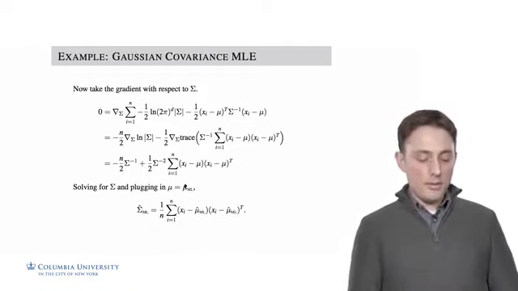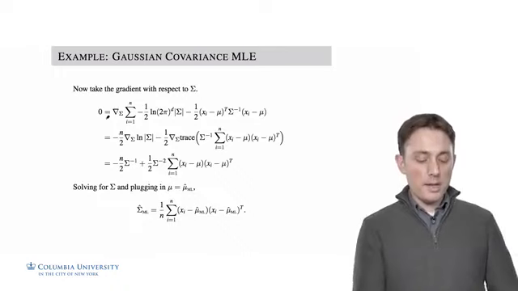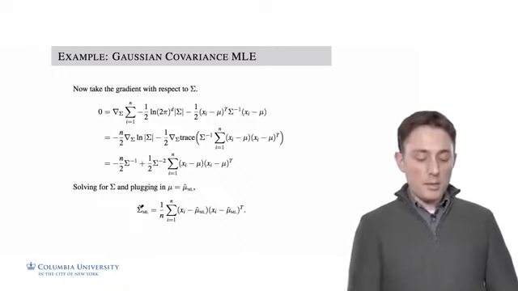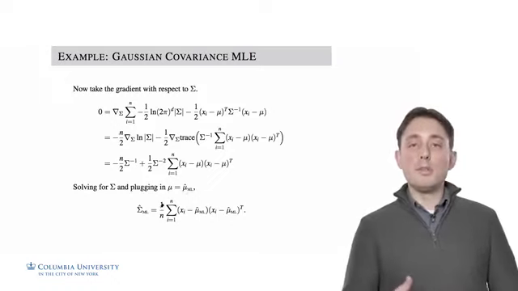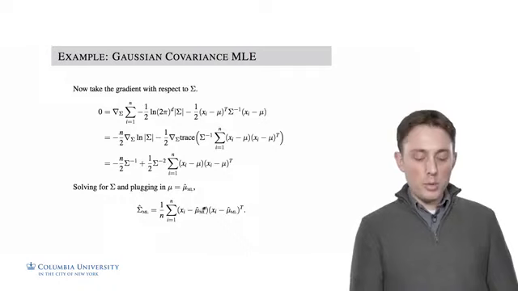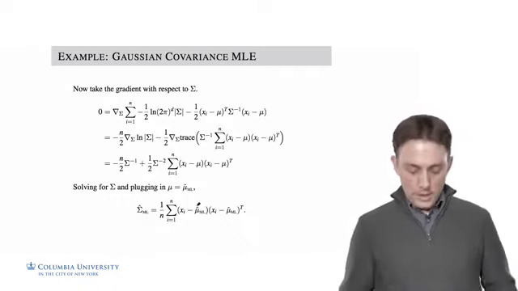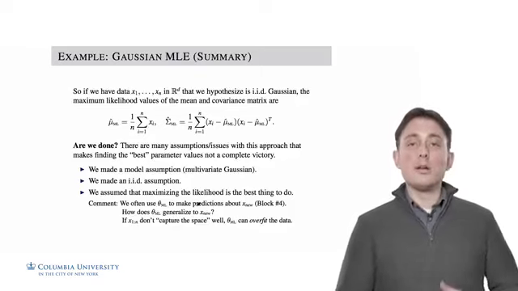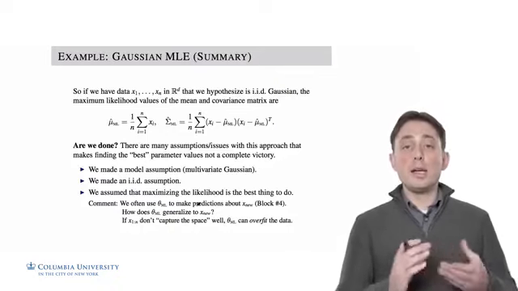And so solving then for sigma by setting this term equal to the matrix of zeros, we find that sigma, the maximum likelihood value for the matrix sigma, is simply equal to the empirical average of the outer products of our data where we've subtracted off the maximum likelihood mean. So that's the solution for performing maximum likelihood of the multivariate Gaussian distribution using an i.i.d. assumption.